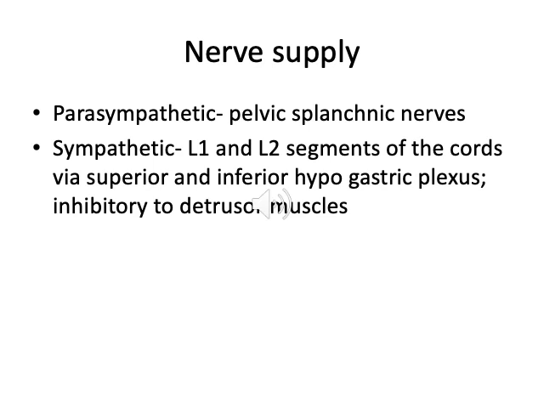As I told earlier, the bladder also has parasympathetic and sympathetic nerve supply. Parasympathetic nerve supply is given by the pelvic splanchnic nerves, and sympathetic nerve supply is given by the L1 and L2 segments of the cord via the superior and inferior hypogastric plexus.